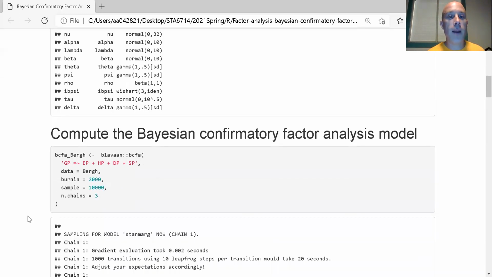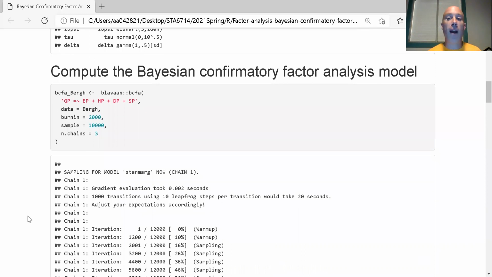All right, so now let's go ahead and compute the Bayesian confirmatory factor analysis model. So this is very similar to what's in the lavaan package, but we slap a B in there. Boom, and we got it. All right, so we're going to say that there is a global prejudice that has indicators of EP, HP, DP, SP, and we're going to do a burn-in of 2000.